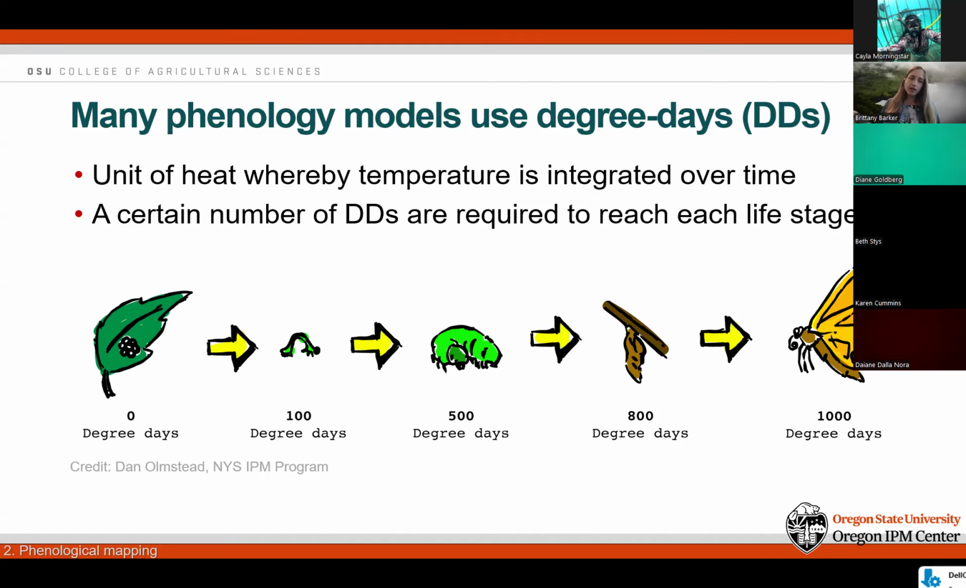For example, for this particular butterfly species in this cartoon here, 100 degree days are required for the eggs to hatch and for these little baby caterpillars to come out. And then another 400 degree days are required for it to develop into a big, fat, hungry caterpillar. So we have 500 degree days. And then at 800 degree days, the chrysalis forms. And then finally, at 1,000 degree days, the adult butterfly emerges and begins feeding and mating.